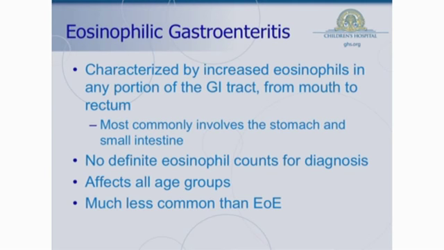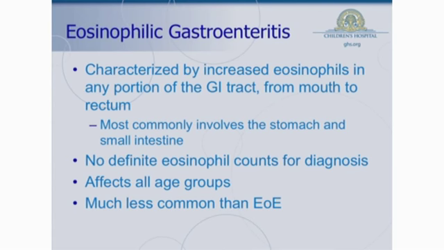Now let's contrast eosinophilic gastroenteritis with eosinophilic esophagitis. It's also characterized by increased number of eosinophils in the GI tract, but it can be really anywhere in the GI tract, from the very top to the very bottom. Most commonly it involves the stomach and the first part of the small intestine, but it really can be anywhere.